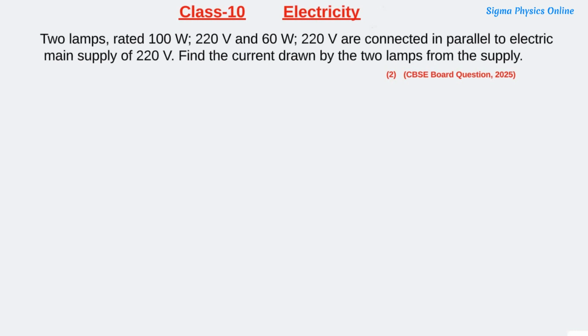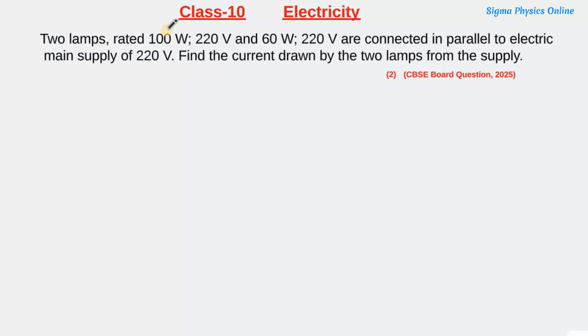This question is from electricity chapter and the question goes like this. Two lamps rated 100 watt 220 volt and 60 watt 220 volt are connected in parallel to electric main supply of 220 volt. Find the current drawn by the two lamps from the supply.